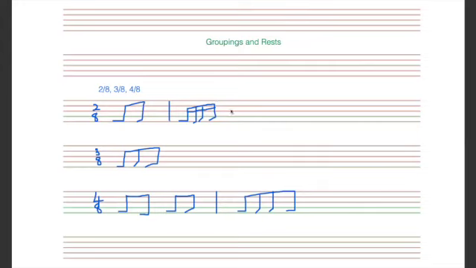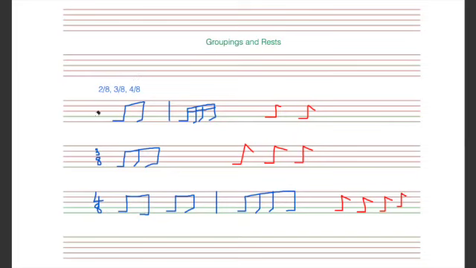Okay, so here's some wrong examples. If you find a 3/8 bar where it's all separated like this, then that is incorrect. Okay, or if you see it all separated like this, or this. Okay, so where possible, we should be joining all the notes together in these time signatures.